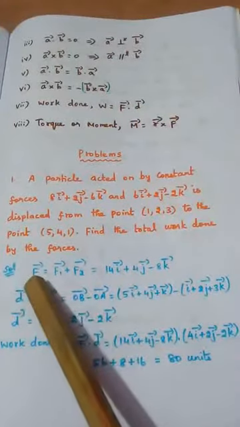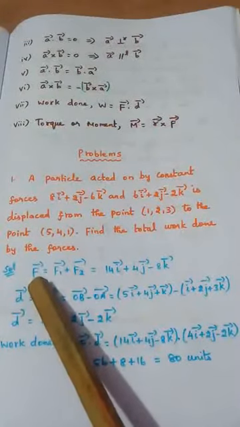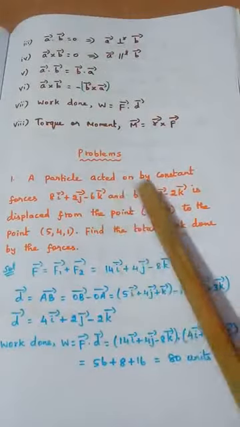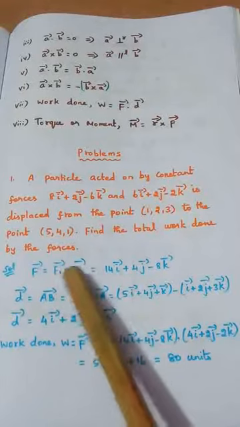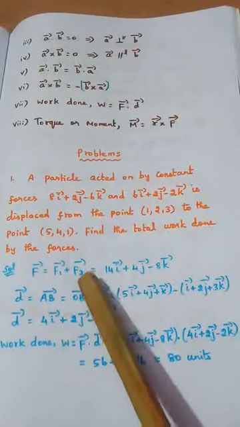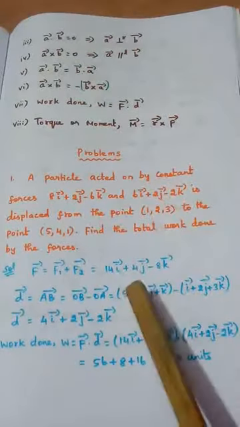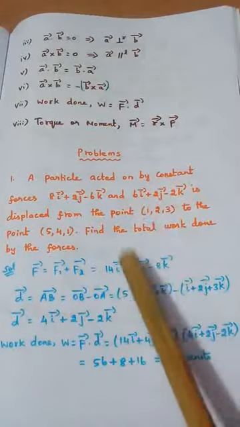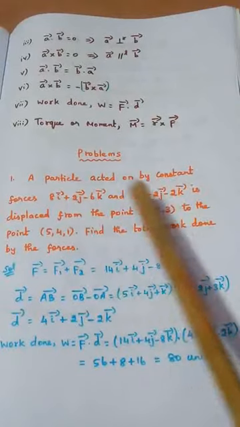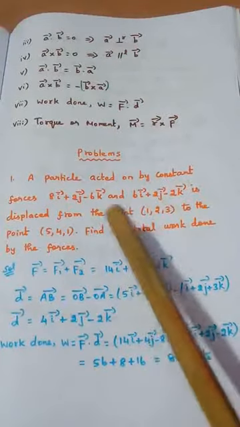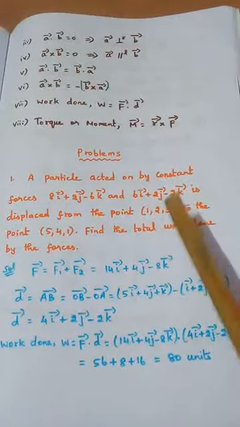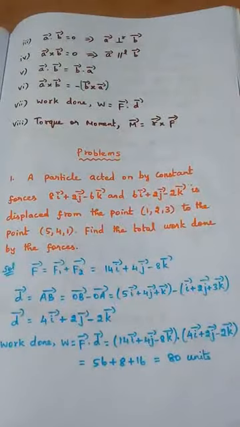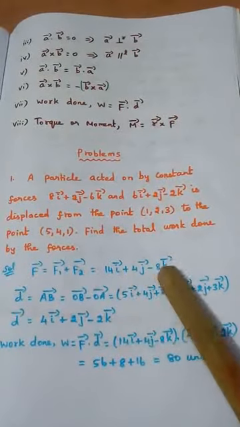So first we will try to write what is F vector. Since we have two forces, we should add those two, F1 vector plus F2 vector. So add these two forces and write the answer here. 8i plus 6i, 14i, 2j plus 2j, 4j, minus 6k, minus 2k, minus 8k. So this is nothing but F vector.